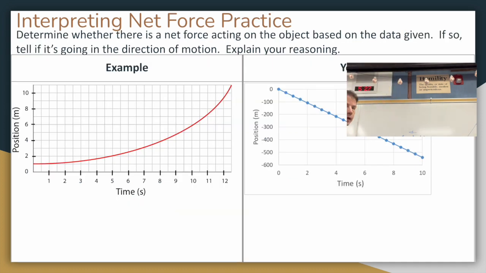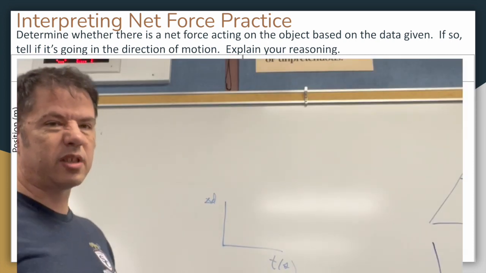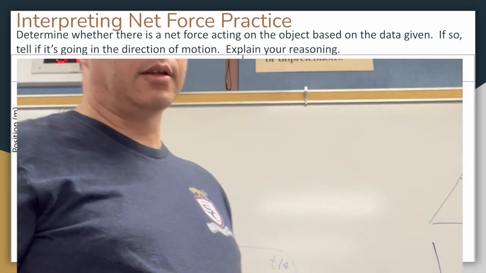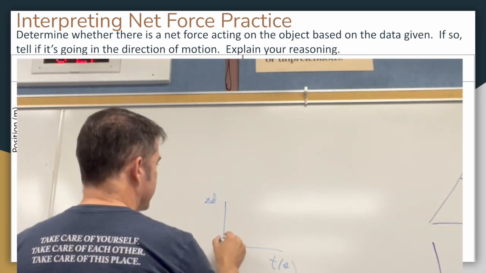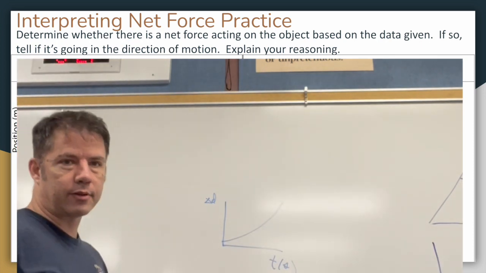So let's look at some graphs. We have two graphs here. We have a curved line. We have a straight line. But I want to point out to you that on the curved line, we have a graph that has displacement or position. So we're going to call it delta D and time. Okay, position and displacement are not necessarily the same thing, but for this class, they're close enough. But we have something like this.